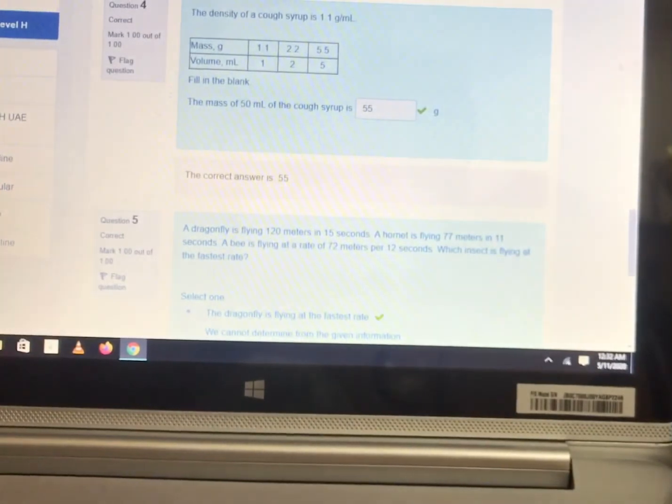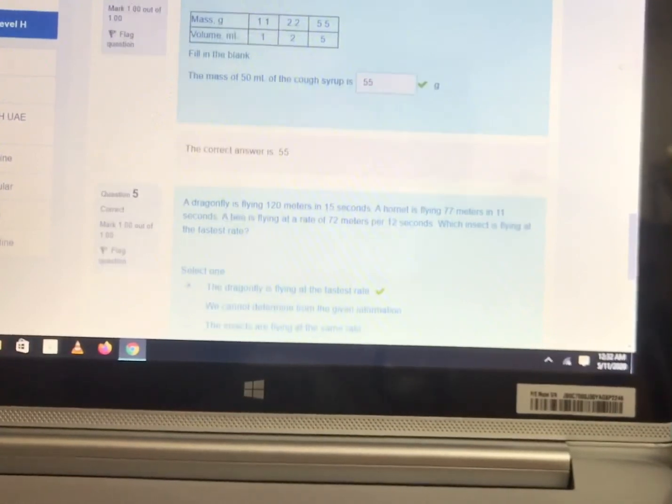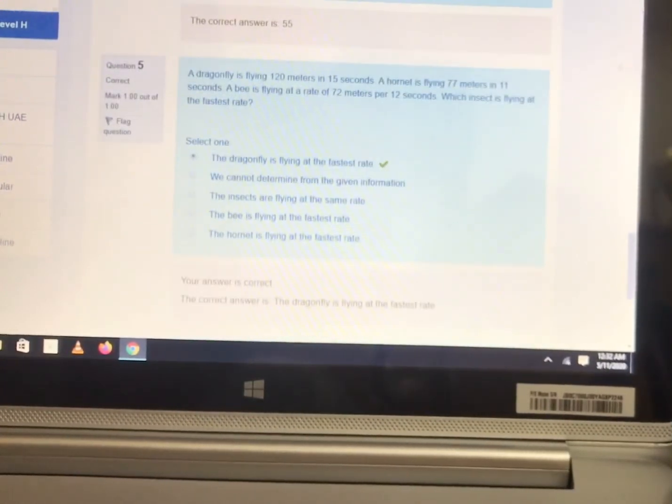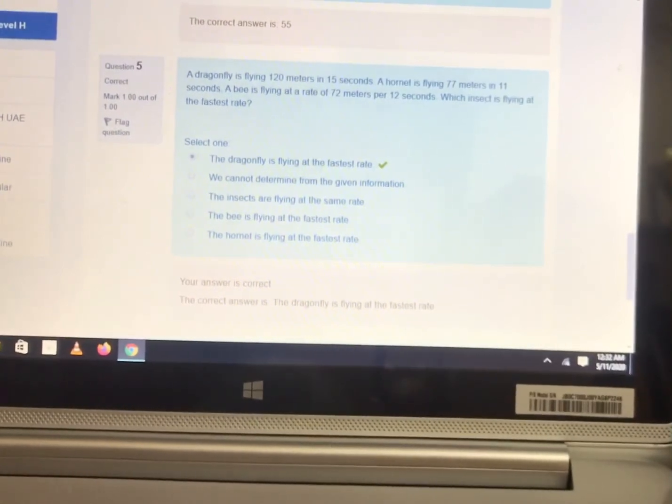Now we are on question number 4. The density of a cough syrup is 1.1. Density is the thickness. He gave us two things, that is mass and volume. Now again we have a blank, and the answer is 55 gram. I'm not explaining anything, why? I will explain later on in my next videos. Here I'm just giving you the answers, that's why I'm just reading the questions and giving the right answers.